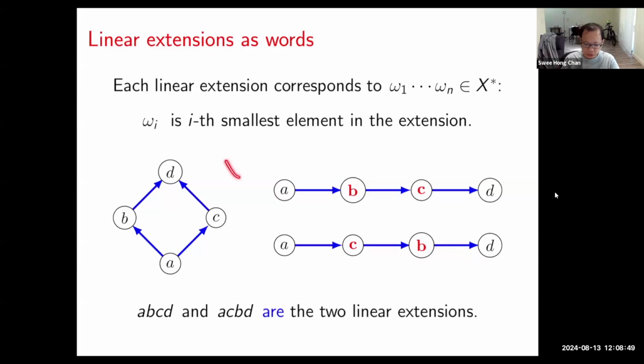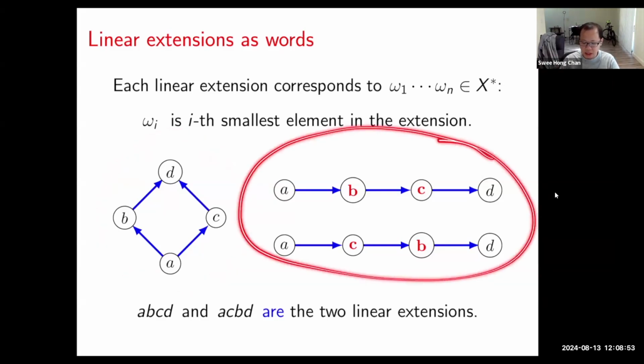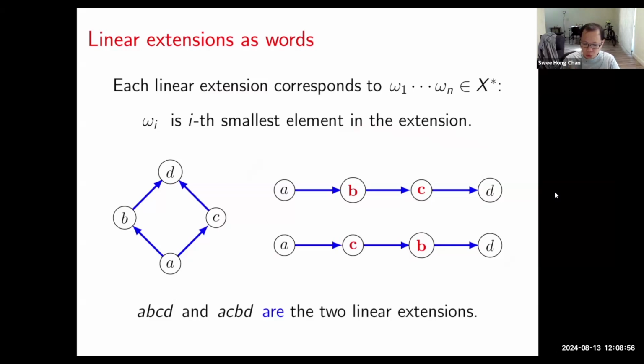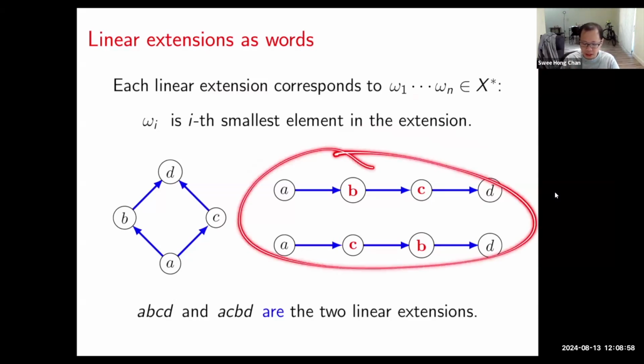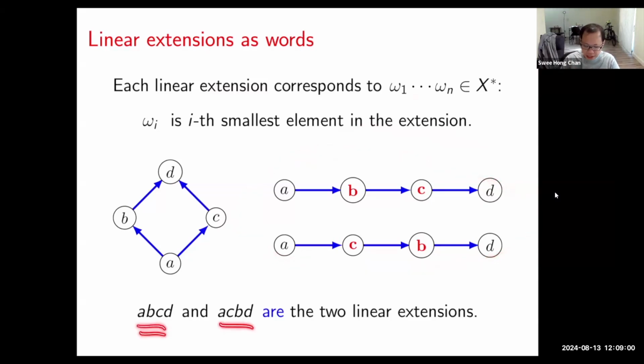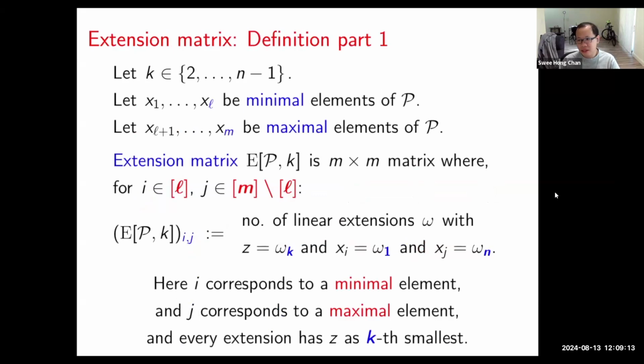So for example, for this poset, we know from the previous example that there are two linear extensions, and the two words corresponding to these two linear extensions will be ABCD and ACBD. This is just another way to present linear extensions. And by using this nomenclature, we will now define the extension matrix.